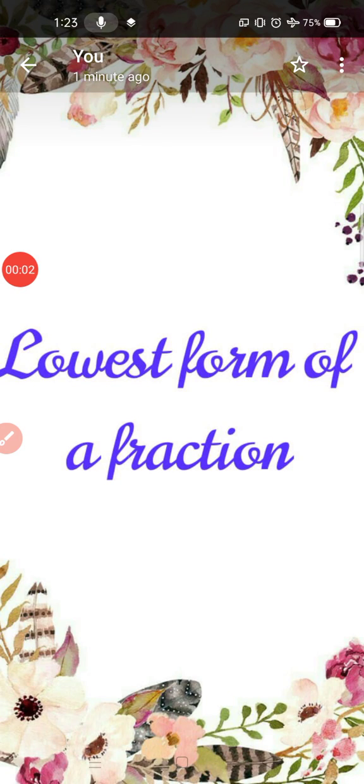Today we will learn the lowest form of a fraction. We can say it as simplest form or reduced form of a fraction also. So lowest form, simplest form, reduced form, these all are terms with the same meaning. Now look at how to find out the lowest form of a fraction.